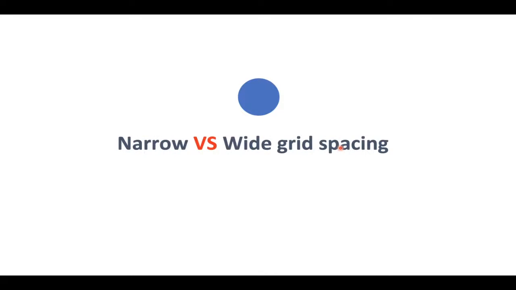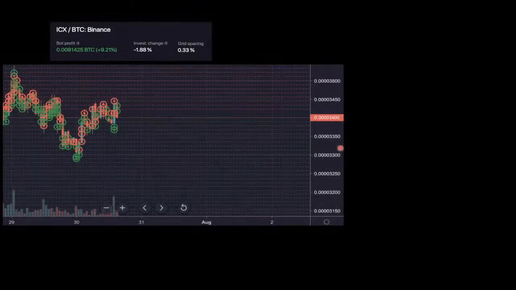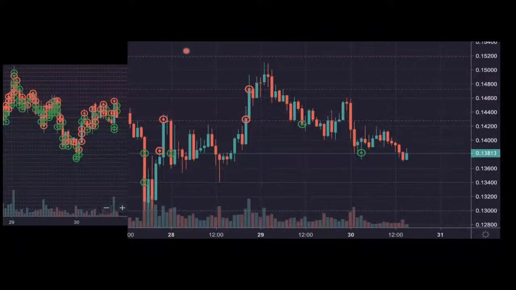So now let's discuss what makes it so. I mean, what is the main difference between the narrow grid spacing and wide grid spacing, and what are the advantages and disadvantages of both configurations? So just to make it clear, that's the narrow setup, that's 0.33% of the grid spacing. So that's what we call a narrow setup. Whereas this one is a wide setup, where you have grid spacing, well, in this case that's 3.12%.